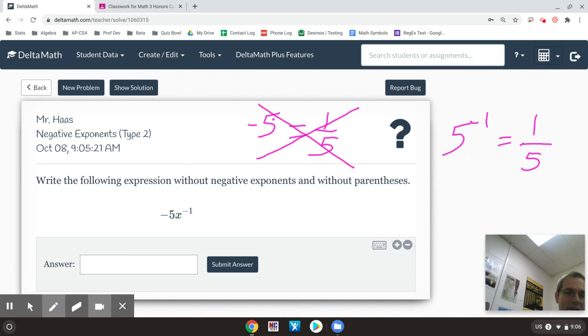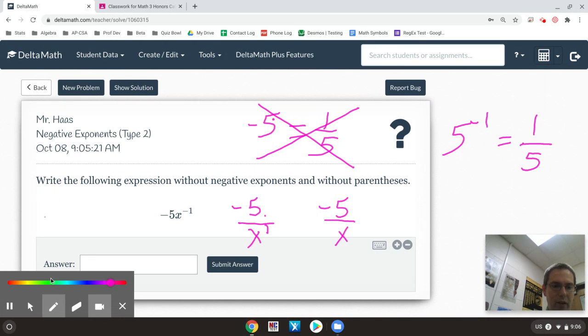So in this case, the negative number stays where it is, but the x, since it has a negative exponent, has to go to the bottom and become x to the +1. Or you could just write that as a -5 over an x, because an exponent of 1 is optional. It's understood. Let's look at a couple more examples of these type of problems.